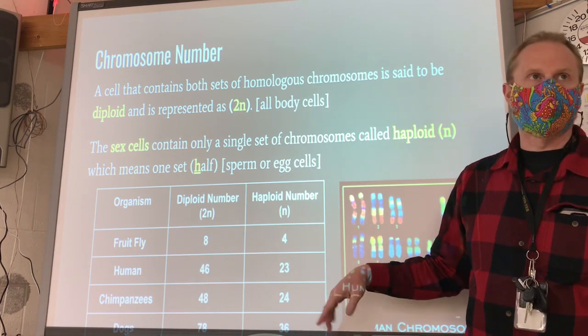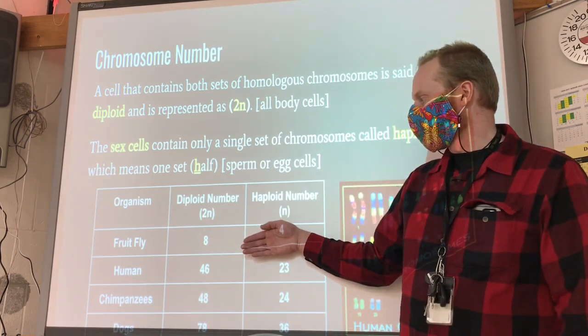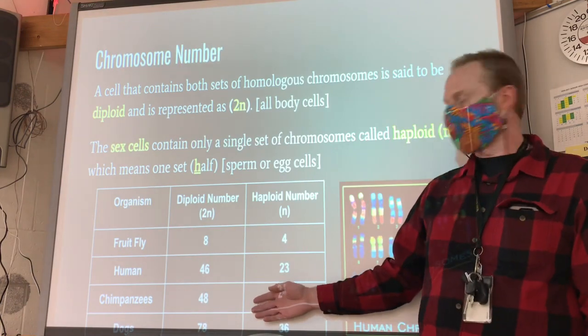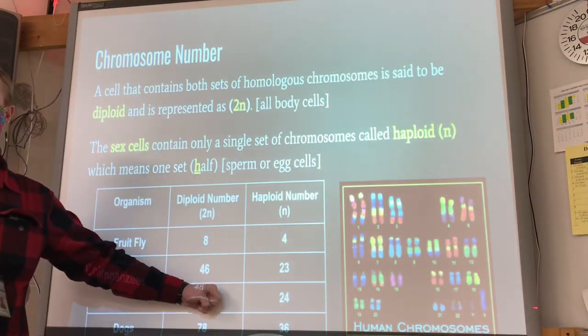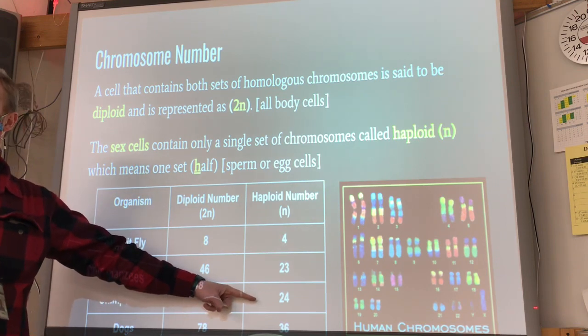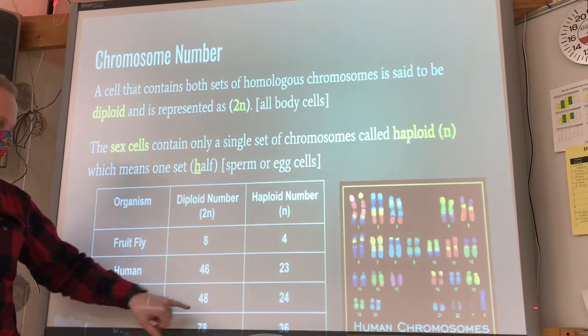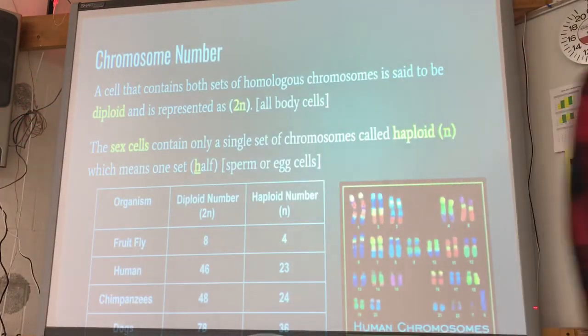Now, we can expect questions like this. Hey, a fruit fly has a diploid number of 8. What's its haploid number? Half, it's 4, right? Or we can go the other way and say, hey, chimpanzees have a haploid number of 24. What's their diploid number? Well, it's double, right? Because this is half, so what's 2 of those? Double that, it's 48. Okay, haploid, diploid numbers.